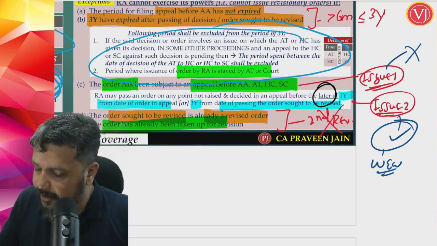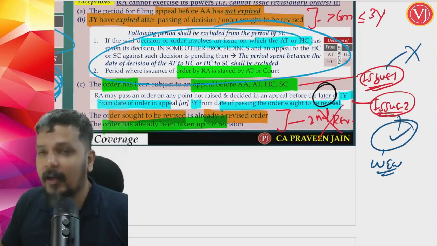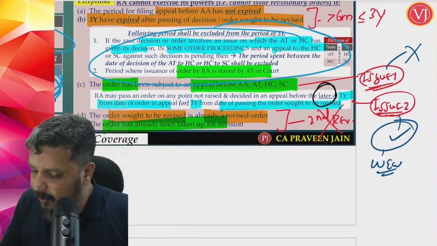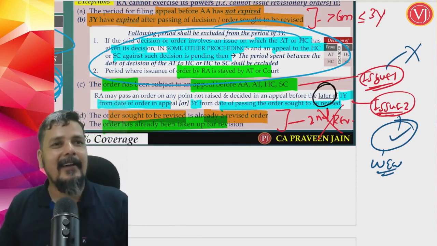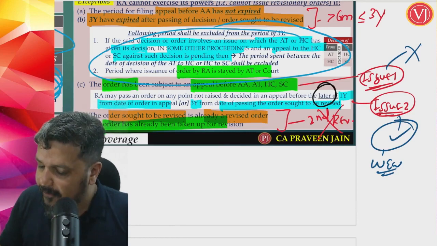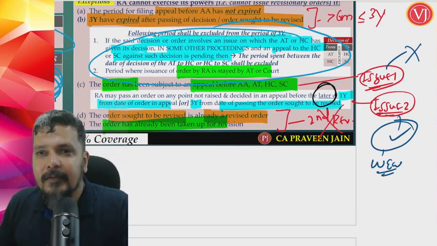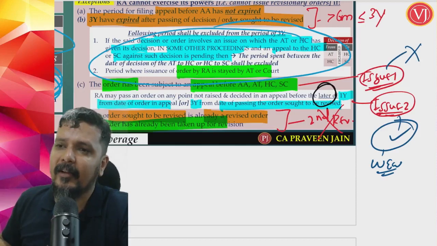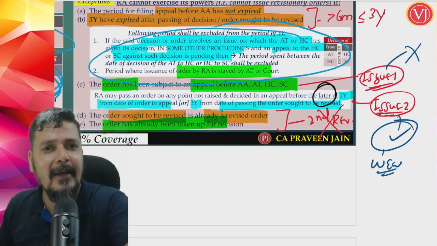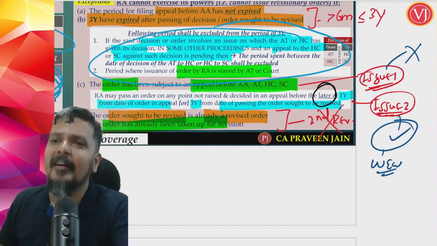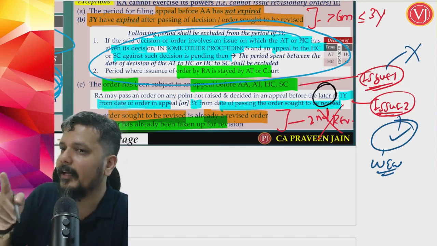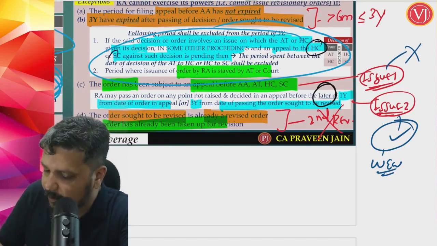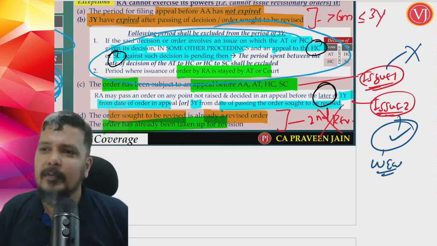Also, if the said order or decision involves an issue in which the appellate tribunal or high court has given its decision in some other proceedings, not in your case, and an appeal to high court or Supreme Court is pending in that case. Understand, these are all authorities lower than high court or Supreme Court. The same issue, not touched in this case, is touched in some other company's case by some other officer. Now, the same matter is already pending with the high court, or with the Supreme Court. Can they take up the matter? No. They are all lower authorities.